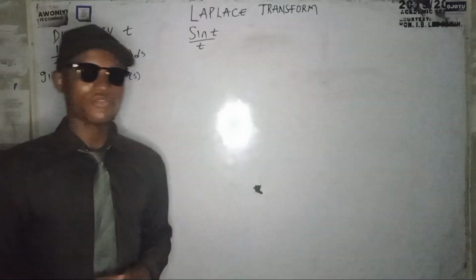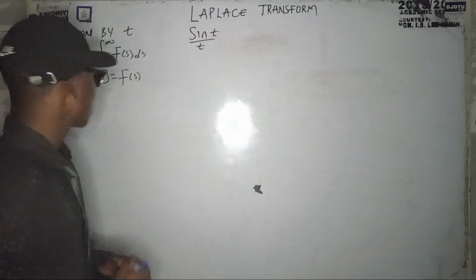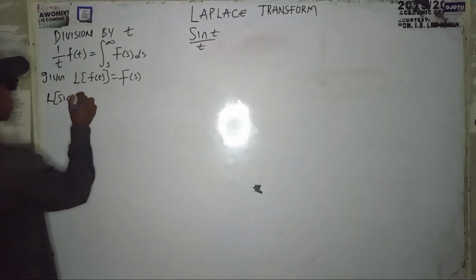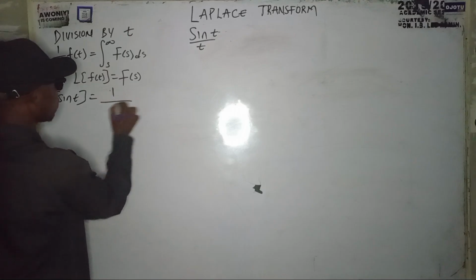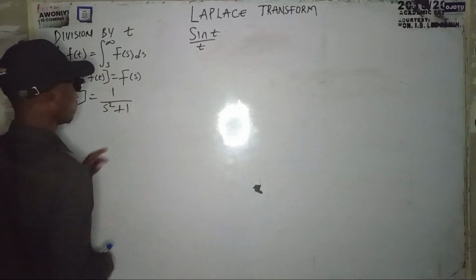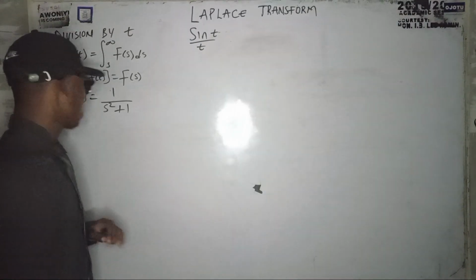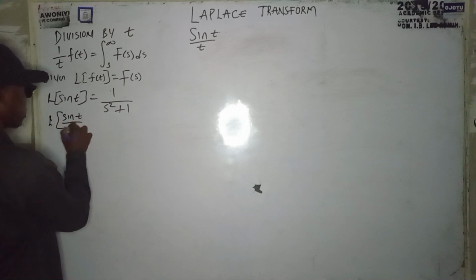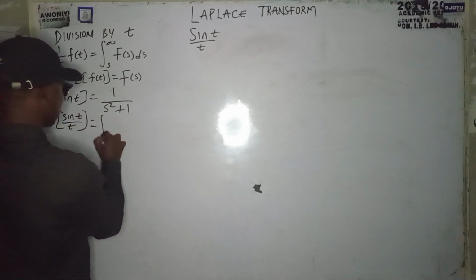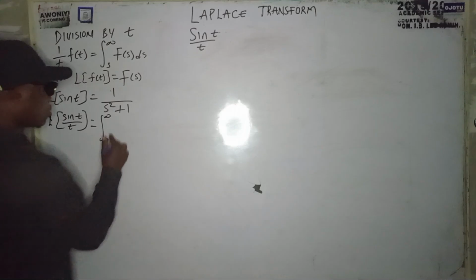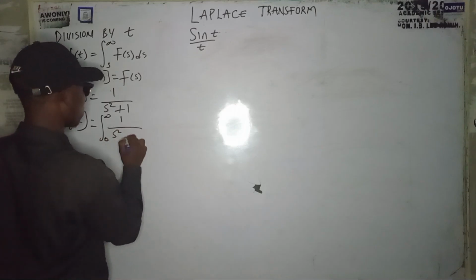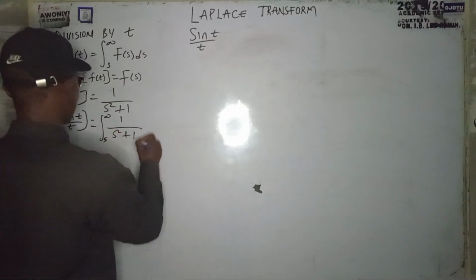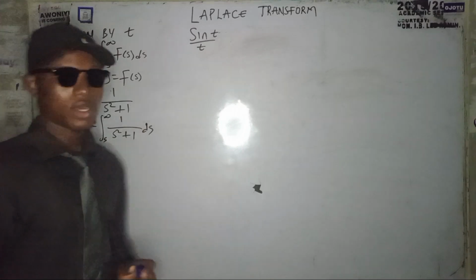Let's move on and try to solve something like sin t over t. The first thing that we do is our Laplace of sine t is equal to what? 1 over s squared plus 1 squared, which is 1 over s squared plus 1. And then that means the Laplace of sine t over t is equal to the integration from s to infinity of 1 over s squared plus 1 ds. Let us not forget our ds here.